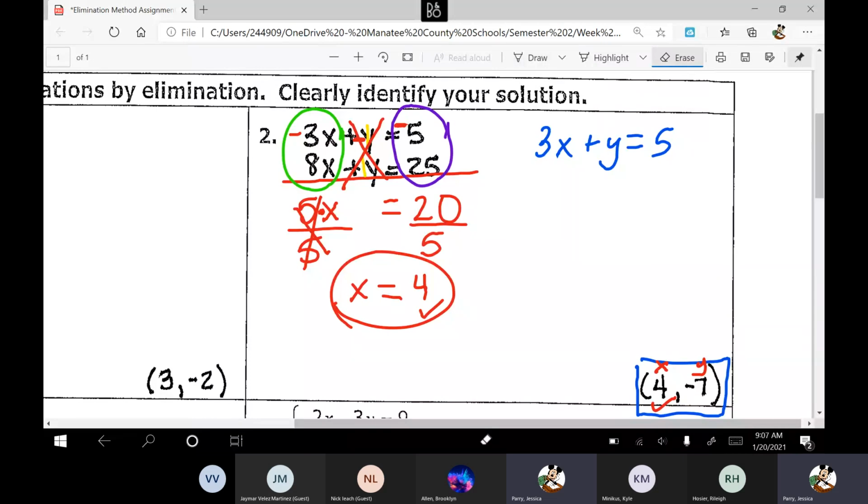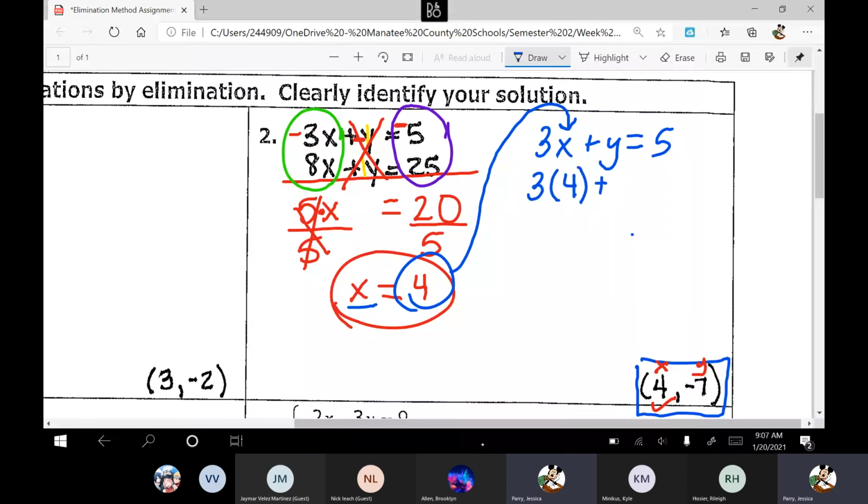Now I'm going to take this 4, and since x equals 4, I'm going to plug it back into that other equation, and it's going to go into the x. So now we're going to do our substitution: plug it in with parentheses, and write down the rest of the equation. So now I have 3 times 4 plus y equals 5. And then we can keep on solving.